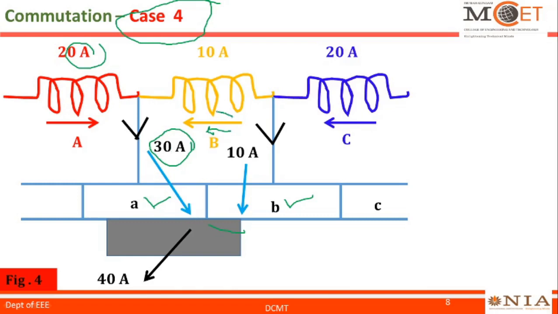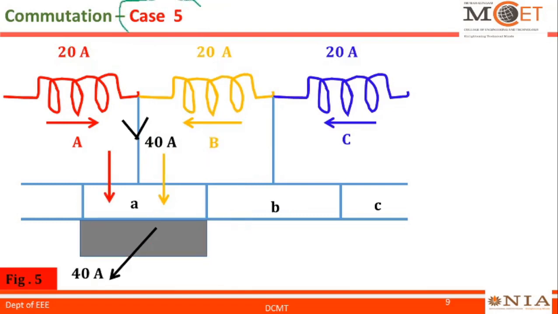And look at the current in the coil B, it is being reversed. In the earlier cases, it was from left to right. Now it is from right to left. And the current from coil C is 20 ampere, 10 ampere via coil B and another 10 ampere via segment B to the load terminal. So here 30 plus 10, totally 40 ampere current is collected by the brush to the load terminals.